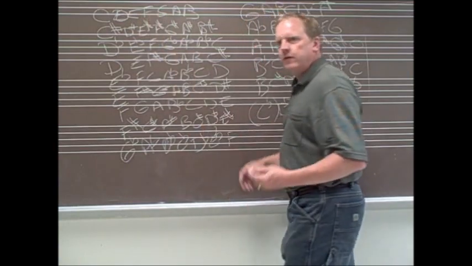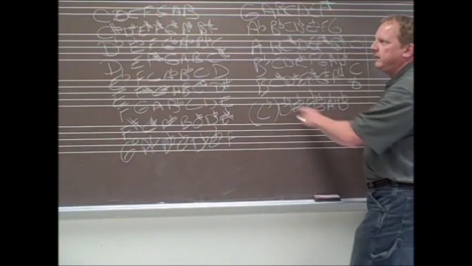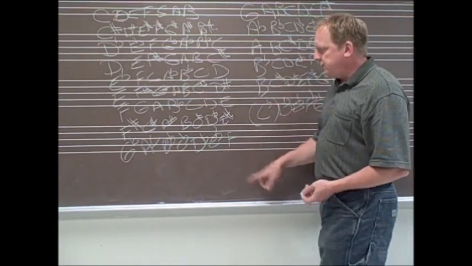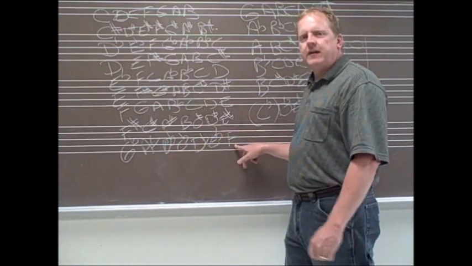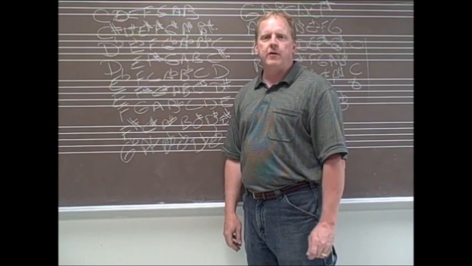Some of them are very easy. C has no sharps or flats. C flat, everything is flat. And C sharp, everything is sharp. And so you could figure some of these out that way. G flat has everything flat except for the last note, F. And the rest you kind of get from memory on your own.